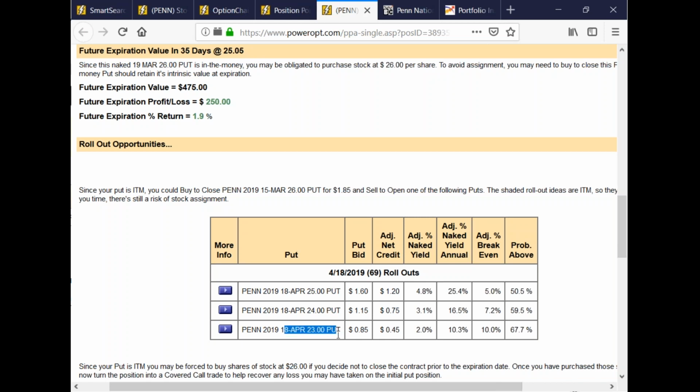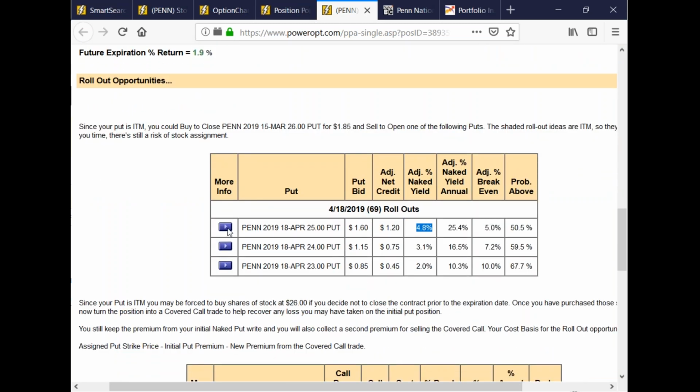I drop lower to the April, which is going to extend the time. Right? We're going 69 days out as opposed to 35 we are in March. It still gives me a positive return, but a smaller net credit because I'm only taking 85 cents back. Could, of course, roll to the 25 put for April, keep the same expiration, still keep a positive net credit, and if it moves back up above 25 and stays there, I could have 4.8% return.